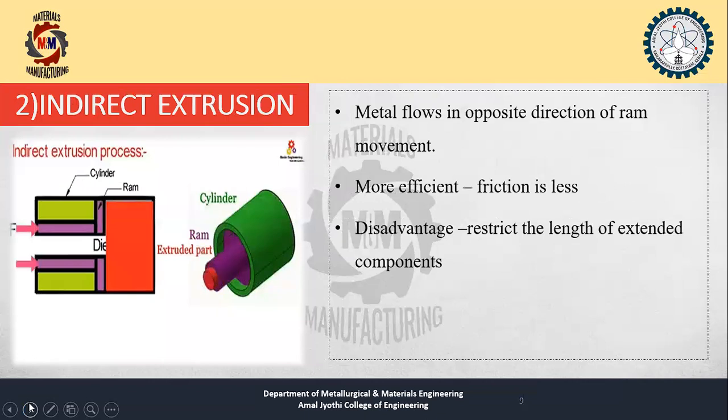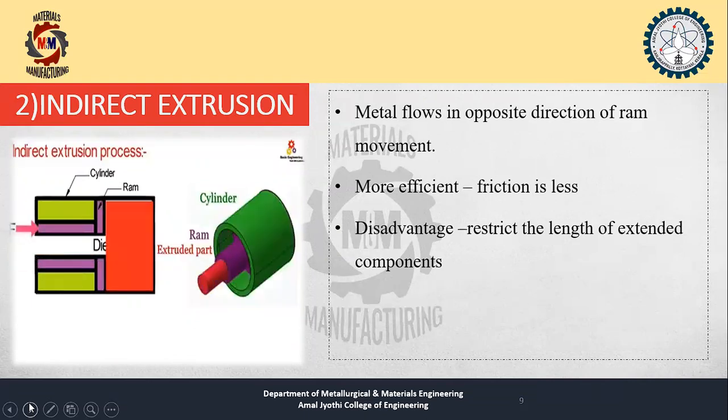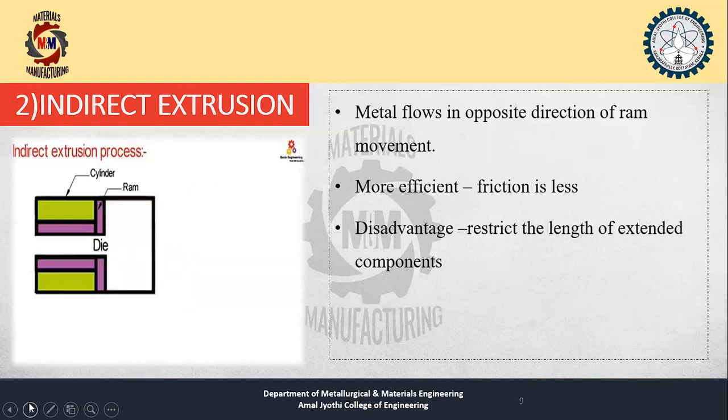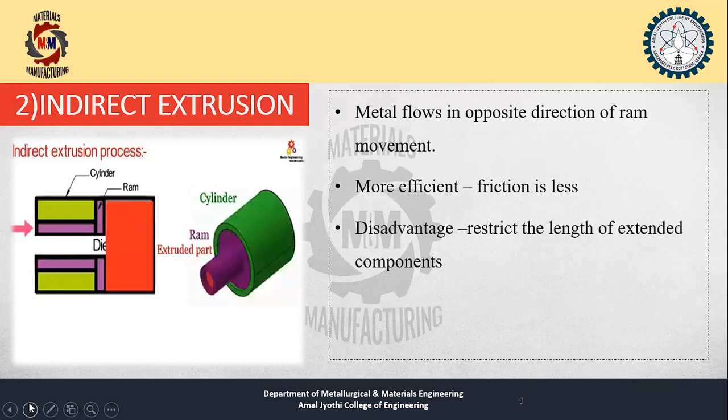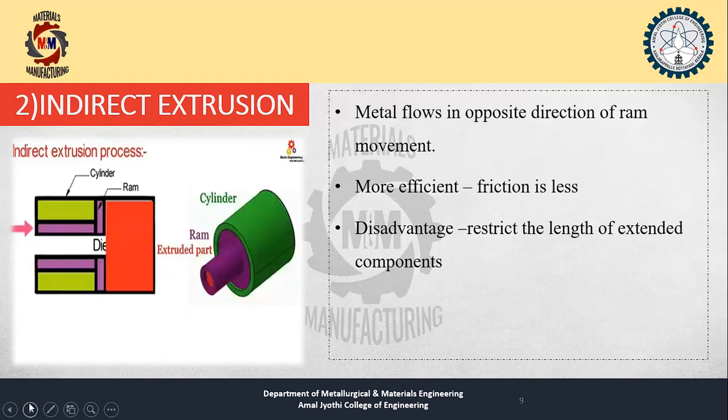The second one is indirect extrusion. In indirect extrusion, the metal flows in the direction opposite to the ram movement. So we are applying a force on the opposite side. It is more efficient because friction is less. The main disadvantage of indirect extrusion is that the length of the extruded components is restricted.